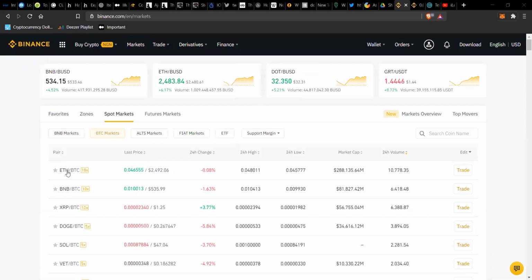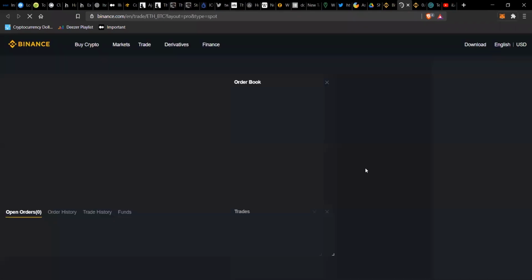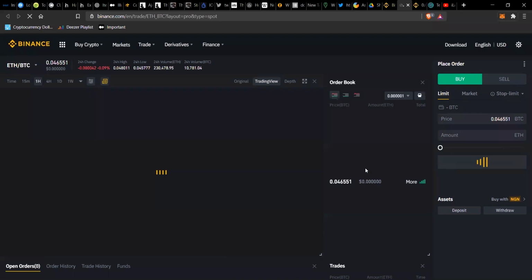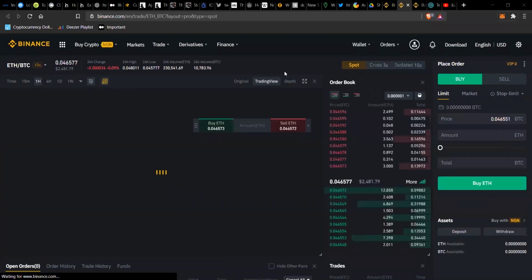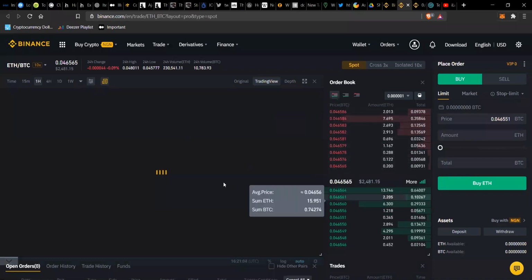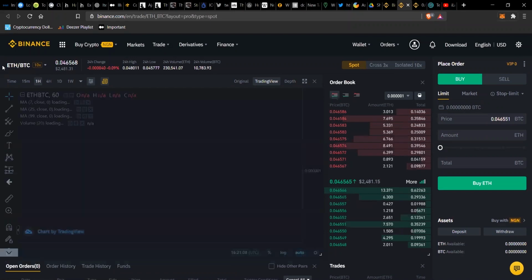Let's say I would like to buy Ethereum with Bitcoin. So I click on it. I want to buy Ethereum with BTC. Now I've credited my wallet with... Someone's asking the meaning of the plus 5.5%. That is the 24-hour change, which is the increase in price, meaning it has increased by that percentage. So now here I am looking at ETH traded against BTC.